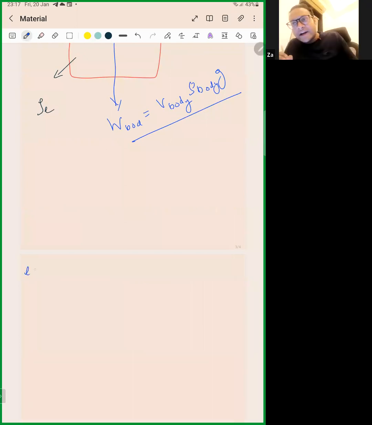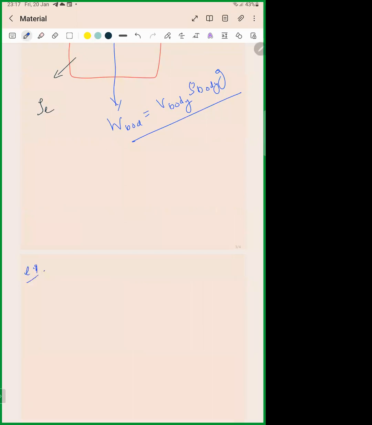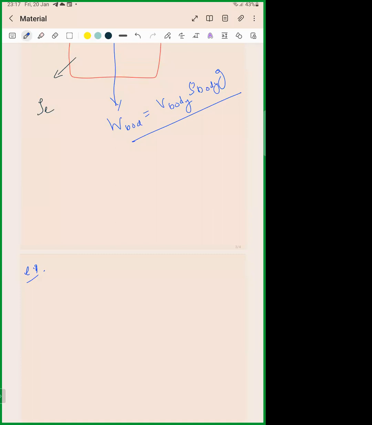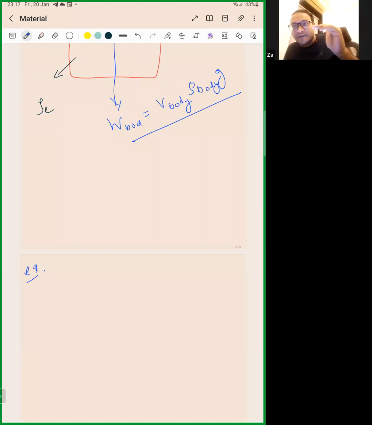Do you understand what relative density is? No. Relative density is density of a substance divided by density of water. That is why the word relative is being used, because it is with reference to some other density. So one thing is damn sure, that relative density is a ratio.